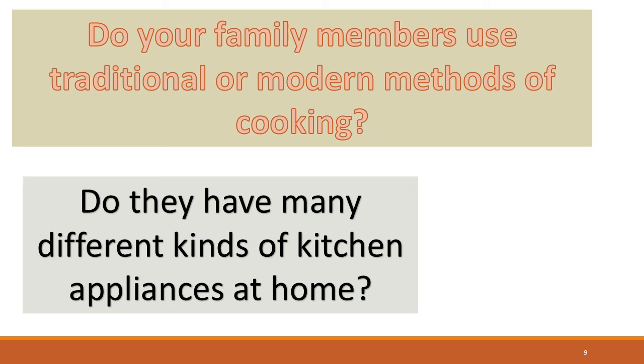Do they have many different kinds of kitchen appliances at home? The ones who use modern or the ones who use traditional methods of cooking? Of course, if they are following the modern methods, they are going to have different kinds of kitchen appliances at home, like a microwave, oven, rice cooker, steamer, mixer, something like that. Well done, girls.